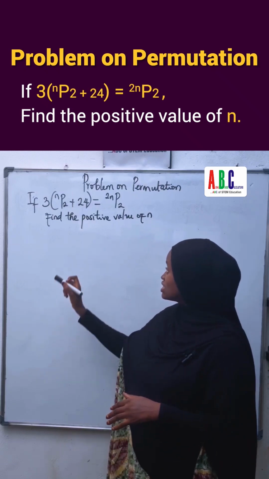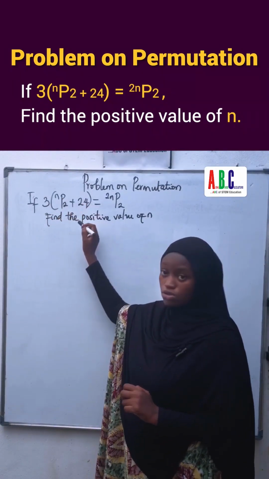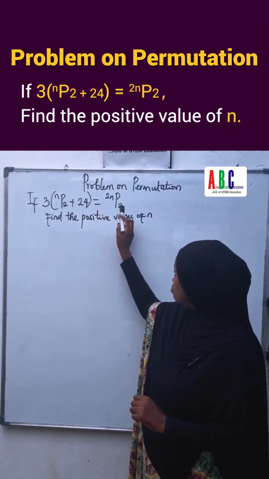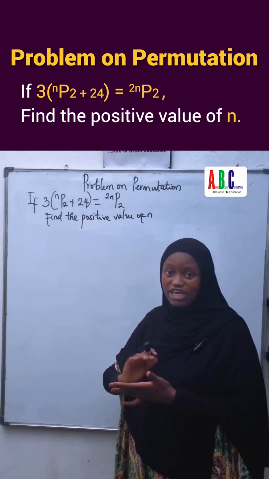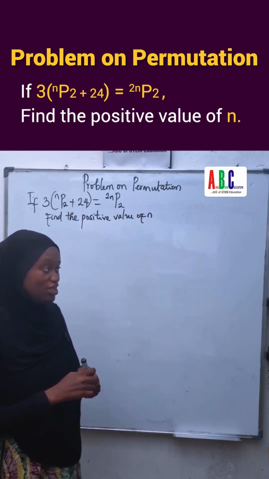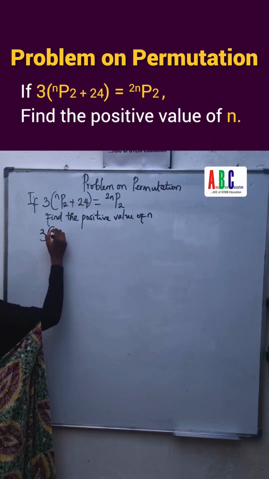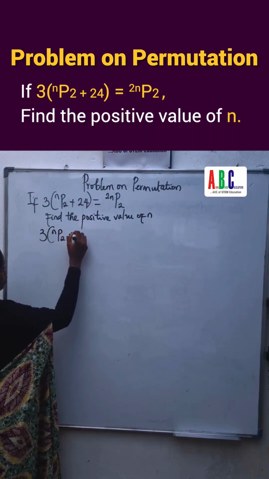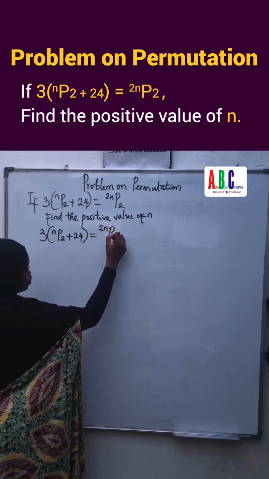So the question reads: if 3 open brackets n permutation 2 plus 24 close brackets is equal to 2n permutation 2, we are required to find the positive value of n. So this question is under permutation. So let's begin. We have 3(nP2 + 24) = 2nP2.